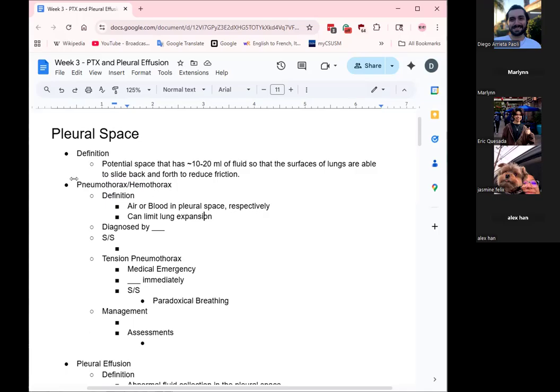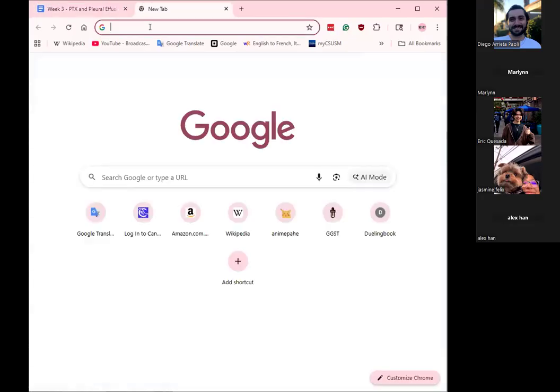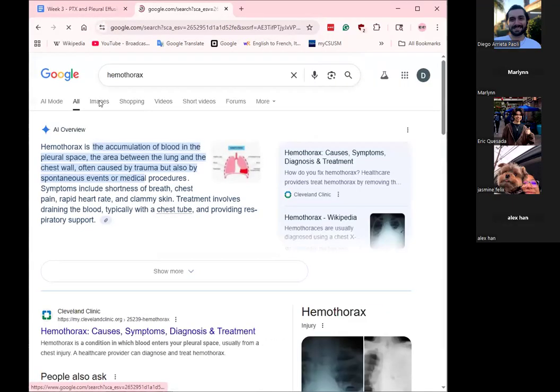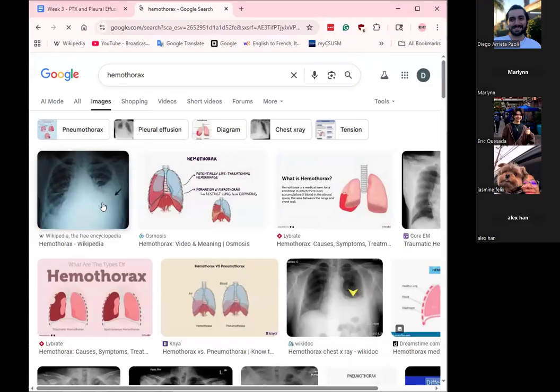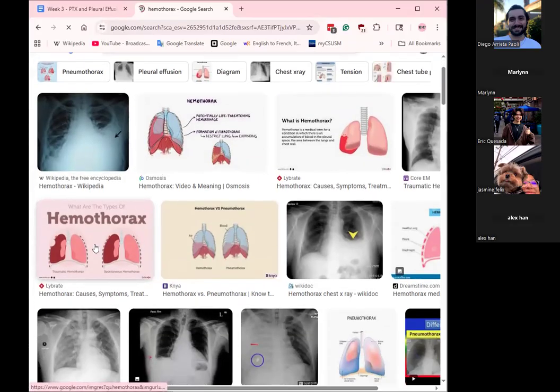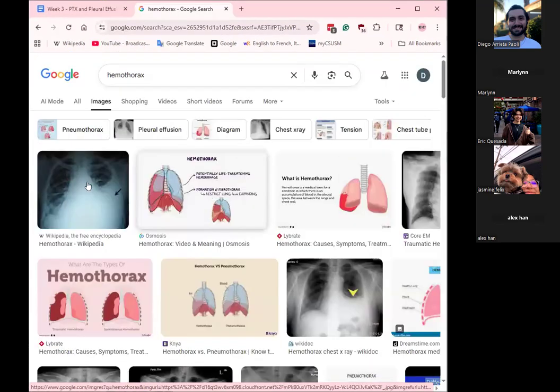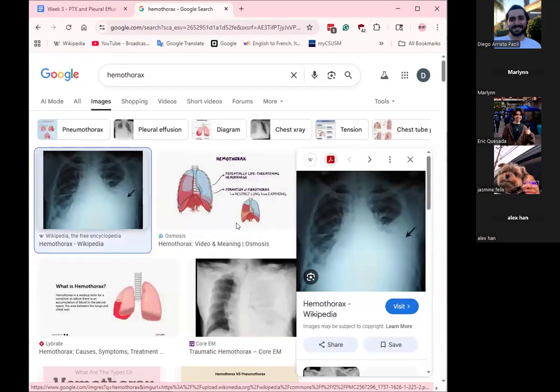A pneumothorax is additional air that gets put into the pleural space. A hemothorax is blood in particular, and this can limit your lung expansion. So we can take a look at a hemothorax. This is basically the idea here, and the same thing applies whether it's air or not.